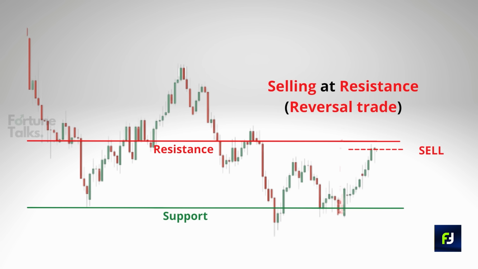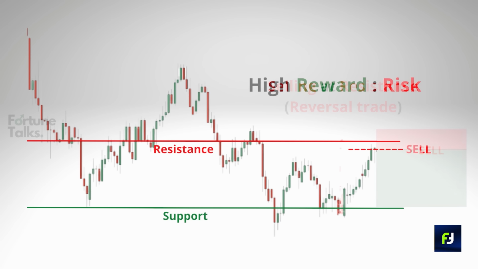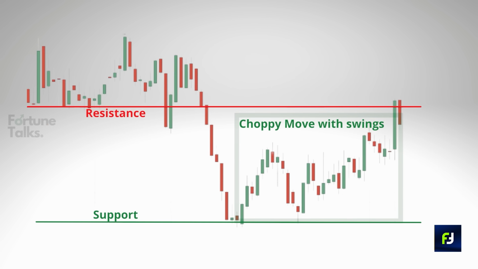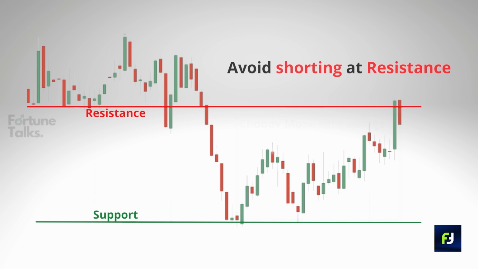The other reason being, the only place where you have to be afraid of the buyers coming back into the market is the support level. The advantage of taking a short trade at the resistance is that you can leverage the difference between the support and resistance level so as to obtain a high reward to risk ratio. However, on the downside, if you don't get a strong move or a momentum move into the particular level, and instead what you get is a choppy move with a lot of swings like this, then it is not a good idea to short on the resistance.